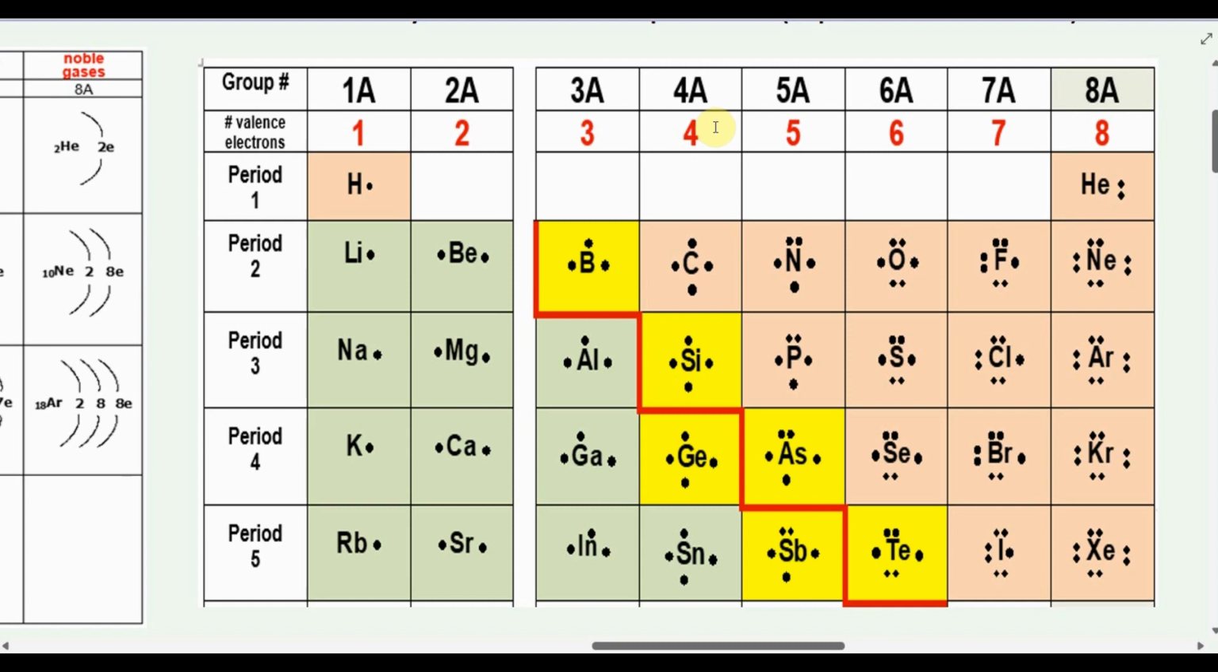The elements in group 4A, carbon, silicon, germanium, tin, and lead, all have 4 electrons in their valence shell. Group 5A elements, nitrogen, phosphorus, arsenic, antimony, and bismuth, all have 5 valence electrons. The group 6A elements, oxygen, sulfur, selenium, tellurium, and polonium, all have 6 valence electrons. And the group 7A elements, the halogens, all have 7 valence electrons: fluorine, chlorine, bromine, iodine, and astatine.